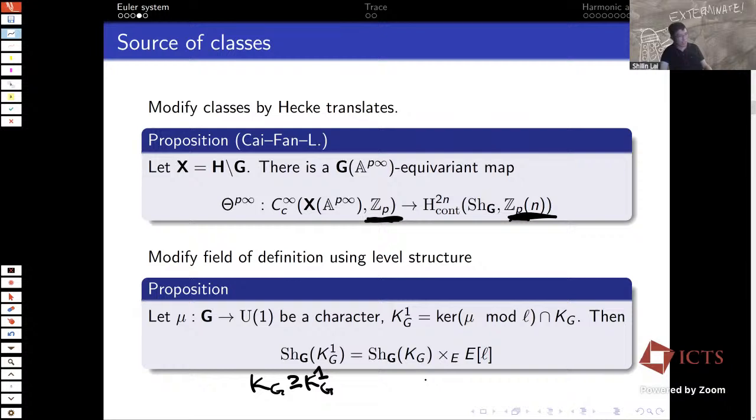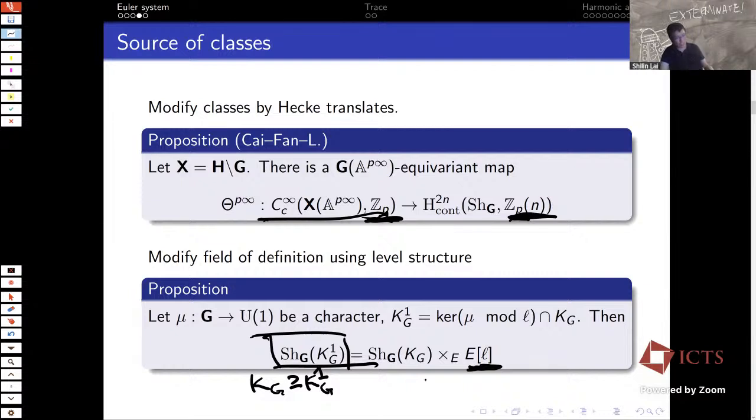So on the one hand, what this says is to get classes over E adjoin L, that's a ring class field EL, all you need is to get classes for the Shimura variety with a slightly smaller level structure than the one you started with. And the top proposition says to get cohomology classes in the Shimura variety with any level structure, you just need to find a function which is fixed under that level.